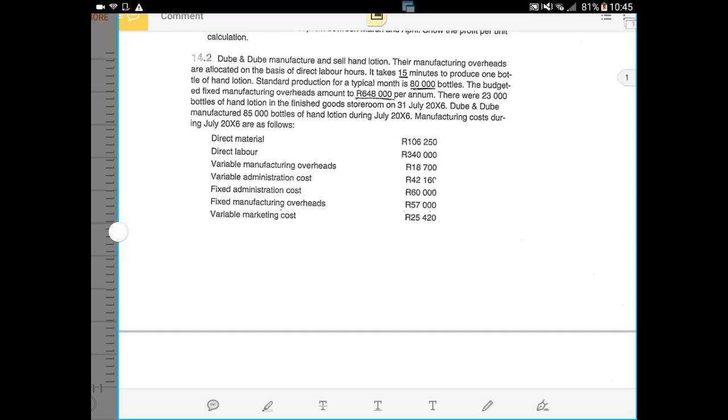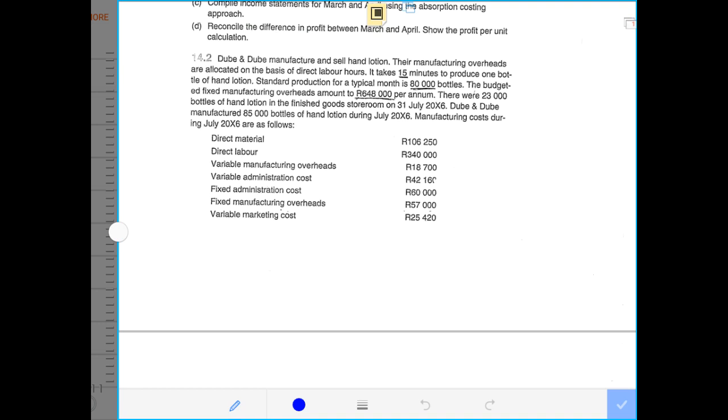Good day, students. I will be doing chapter 14 in your main textbook, and I will be focusing on exercise 14.2 that is in your textbook. And this exercise is on the direct and absorption income statement.